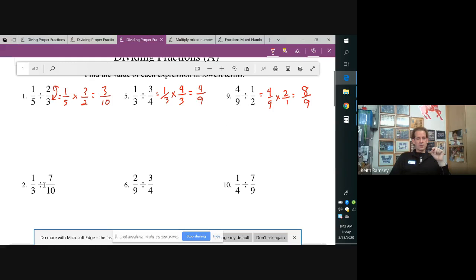Let's look at this question down here. First step, flip the second fraction and then multiply. 1/3 times 10 over 7. 1 times 10 is 10. 3 times 7 is 21. Here, I'm going to leave 2/9 the way it is. I'm going to flip the second fraction and then multiply. 2 times 4 is 8. 3 times 9 is 27.